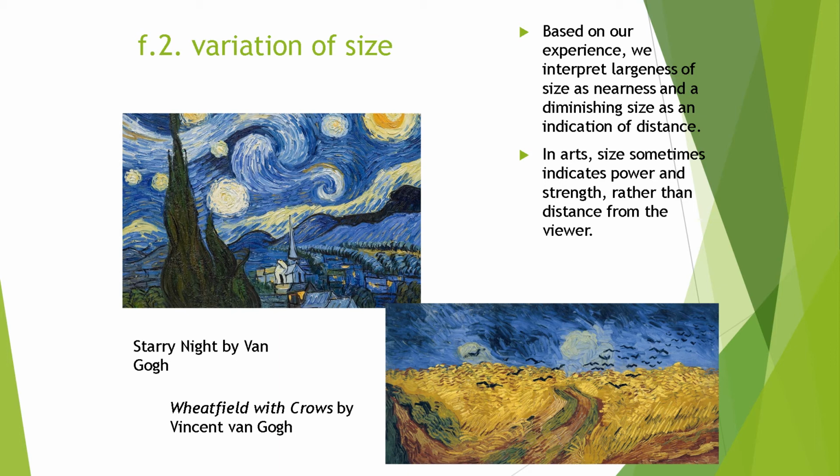Okay, variation of size, possible din yan by the use of overlapping planes, by the use of colors, and by the use of values. Okay, pero most of the time, some artists do not use overlapping planes, pero nagbibigay siya ng illusion of laki. Okay? So, mga example po ng variation of size is Starry Night by Van Gogh. Okay? Another one is Wheatfield with Crows by Vincent van Gogh. Pares na. Okay.